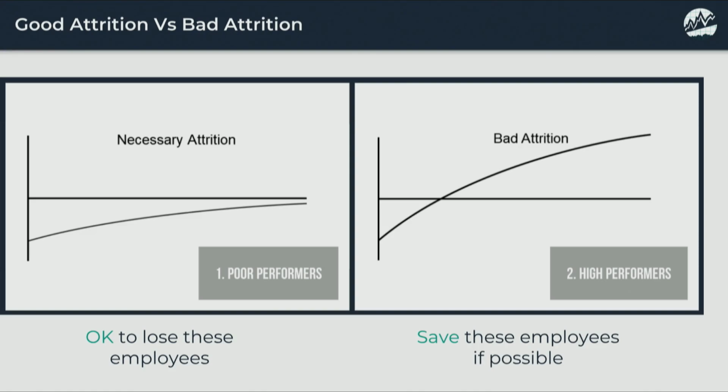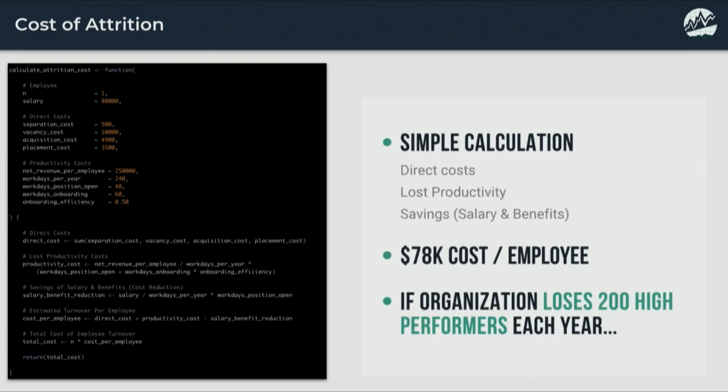But what you really want to prevent is the right-hand box, which is bad attrition. And this is when you have high performers that have generated returns. You don't want to see them leave the organization. So you can actually assign a dollar figure to this particular problem. And it's actually a very simple calculation.